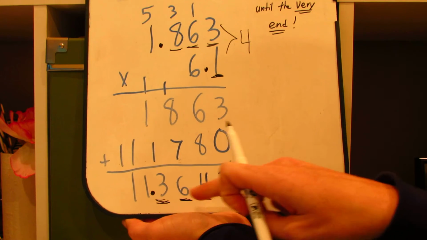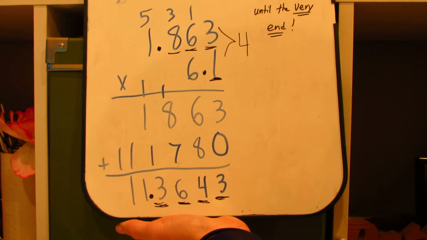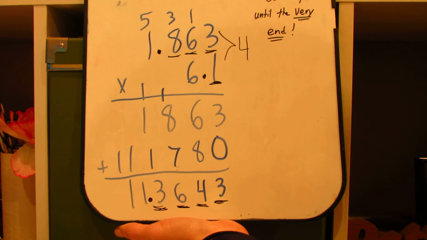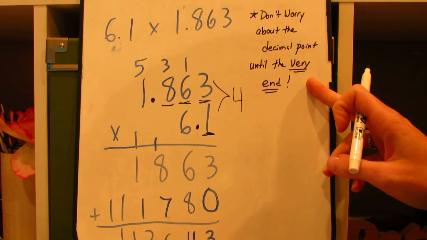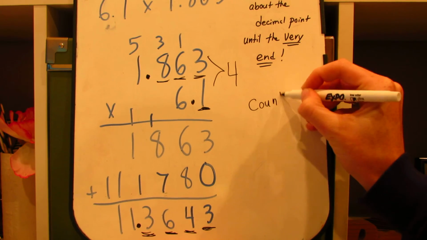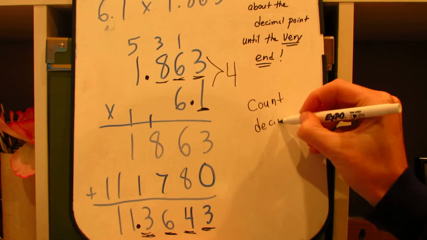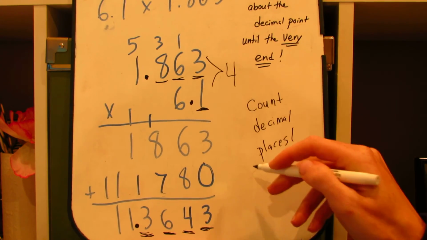3,643 10,000ths. Wow, big number. Thanks so much for watching my video on multiplying decimals. Again, our rule is don't worry about the decimal point until the very end. And your final step is to count the decimal places in your original problem, and then put that many decimal places in your answer.